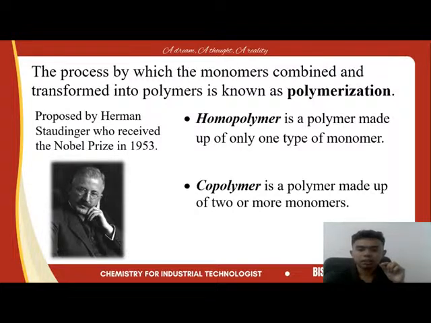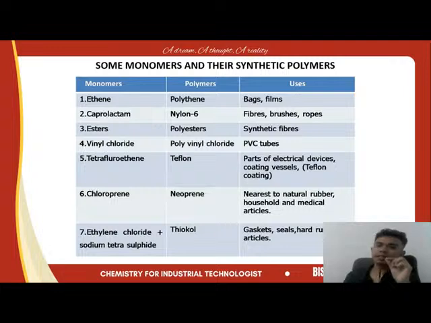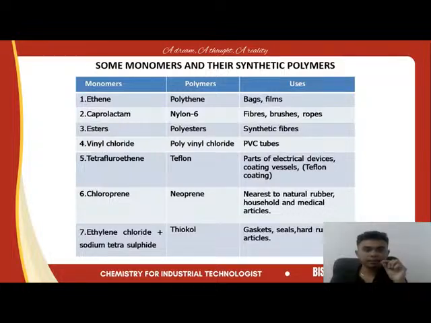So I have here some monomers and their synthetic polymers. These were the monomers, the building blocks, and if we combine these monomers, we can have the polymer. Also in the table, you can see its corresponding uses. How do we use these in our society? So let's start with the first one.